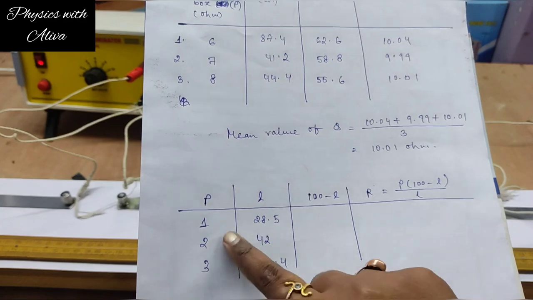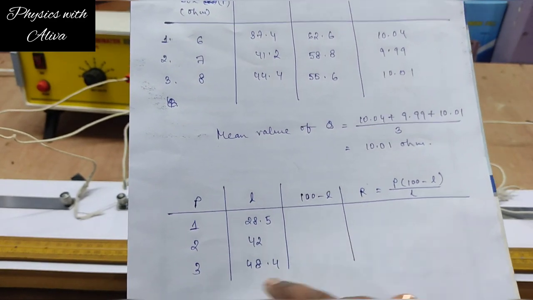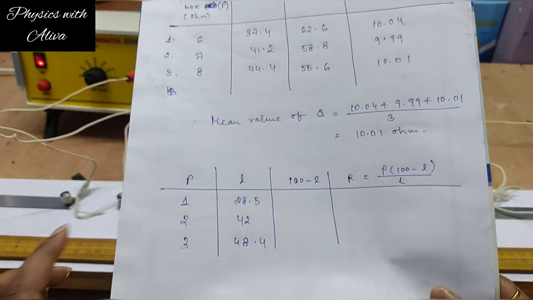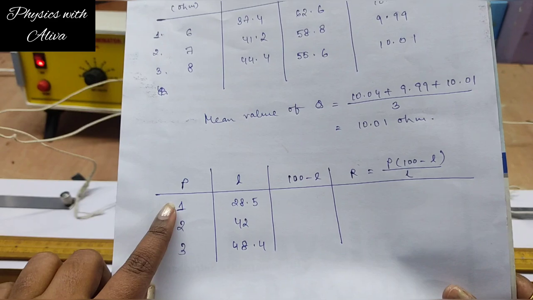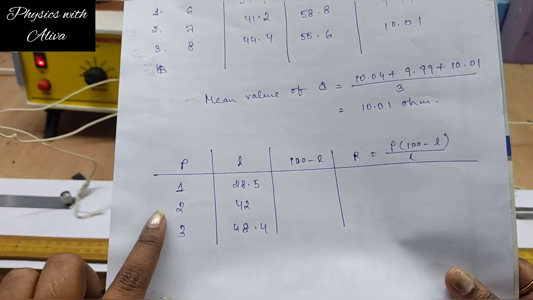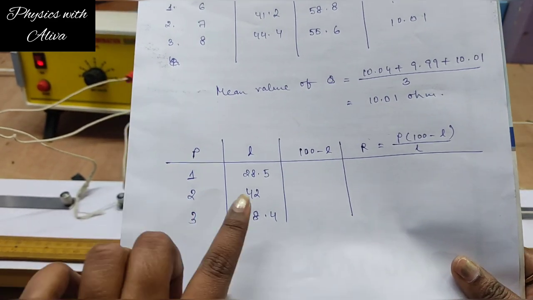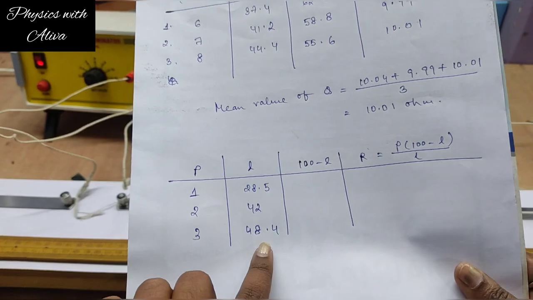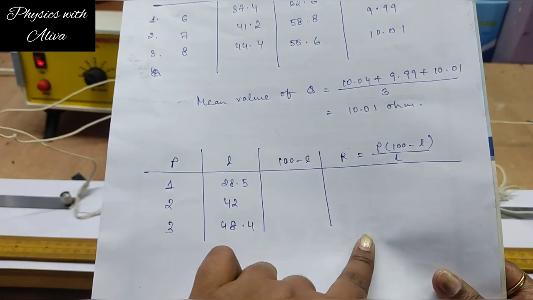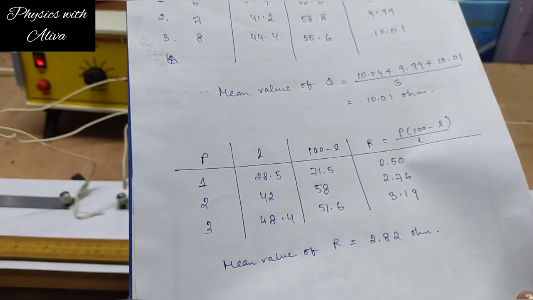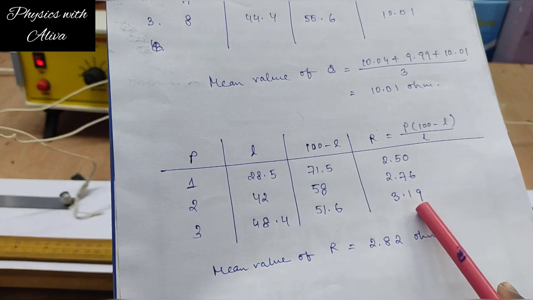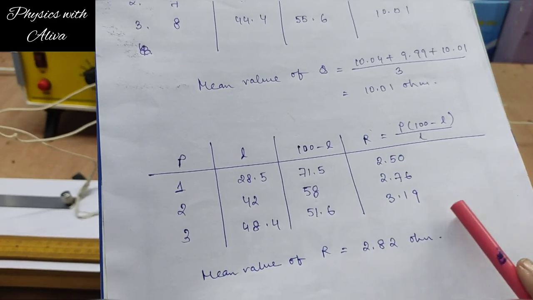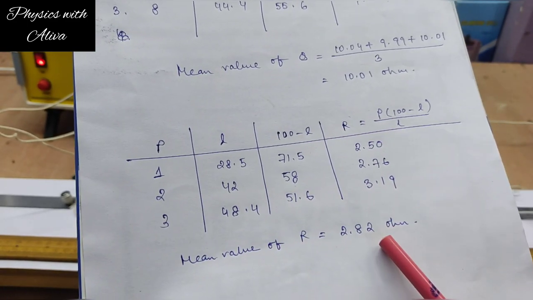We have taken this reading for our second unknown resistance R. These are the values of P. When we have taken the resistance 1 ohm from the resistance box, this is the value of L. When we have taken 2 ohm from the resistance box, this is the value of L. For 3 ohm, this is the value. Now we have to calculate this. Now we have calculated these two columns, and from this we have got these values of the unknown resistance R, and the mean value of R is this.